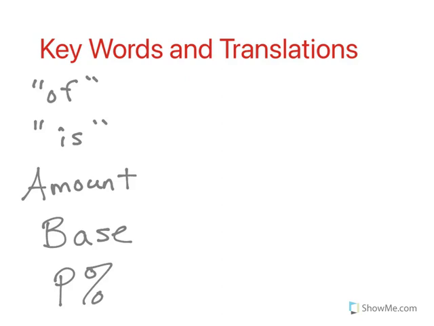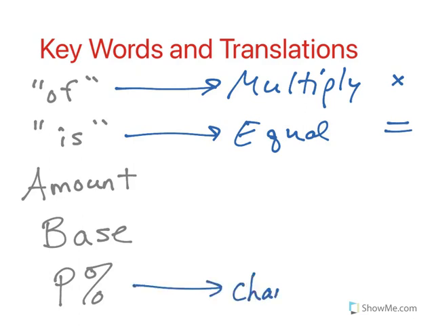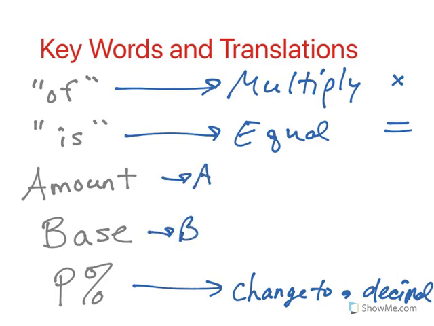So first of all, we have to understand key words, okay? Of, when you see the word of, this means multiply. So that's where we get our little multiplication piece. Is tells us equal. So that's where our equal sign comes in. Now the percent, we always need to change to a decimal because we don't play as percents, we play as decimals. And for the amount, we can just use A, and the base we'll use B. So these are the two values that we're really dealing with, okay? Let's jump in.